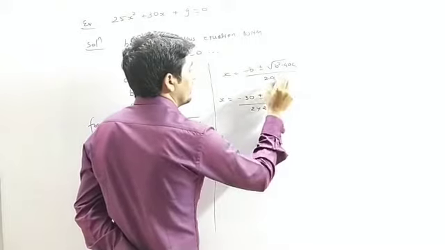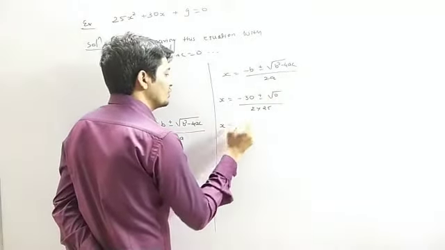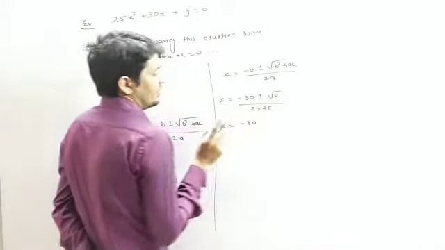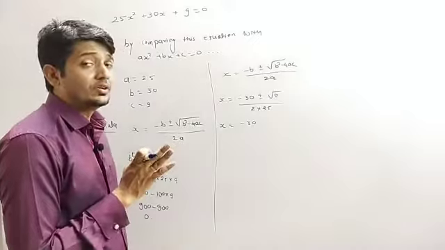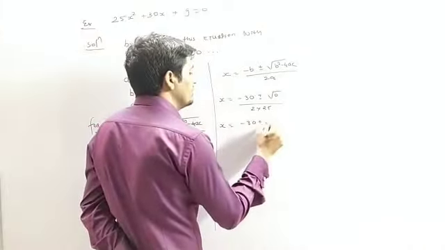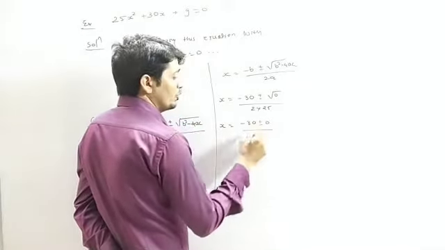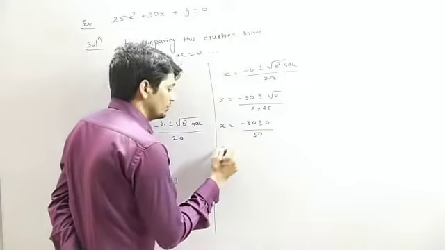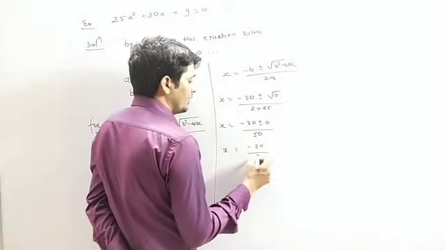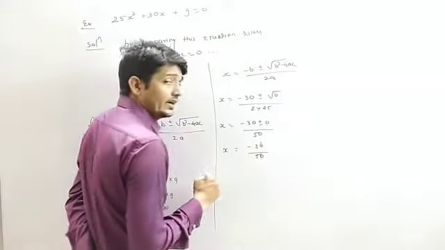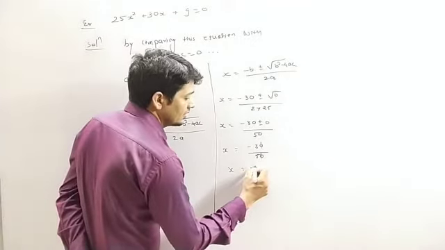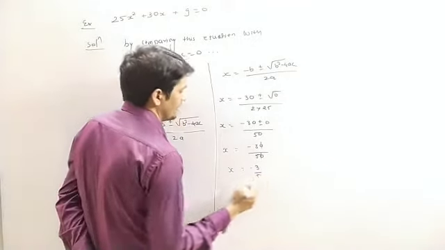So x equals minus 30. See, what is the value of root 0? It is 0. That means plus minus 0, divided by 25 into 2, which is 50. So x equals minus 30 divided by 50. So 0 and 0 will get cancelled. So we now have x equals minus 3 by 5.